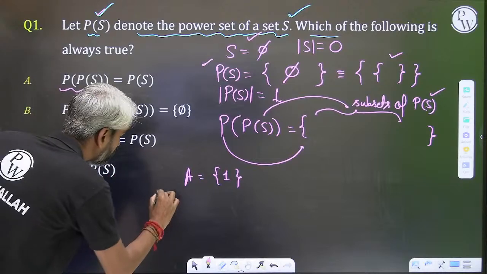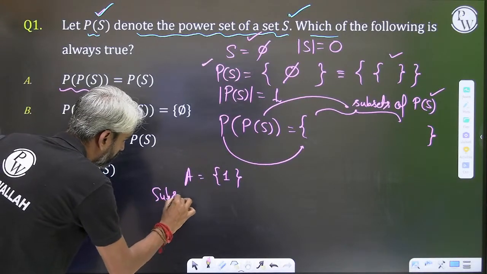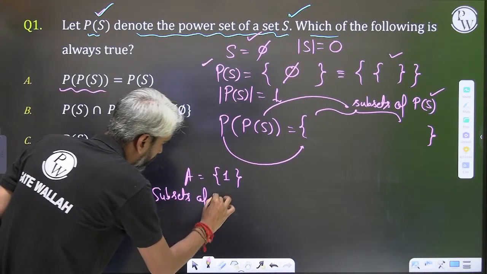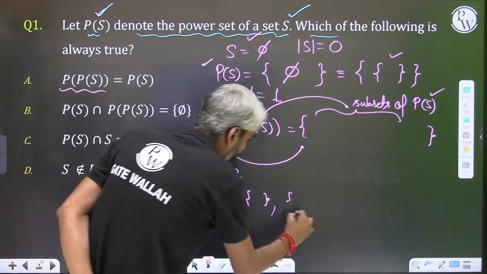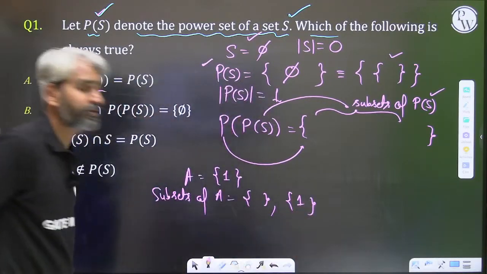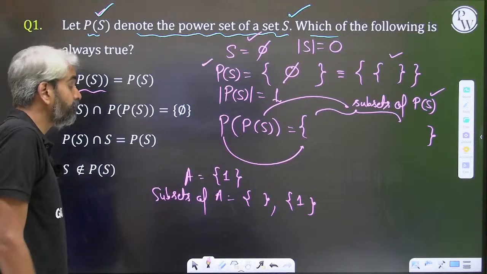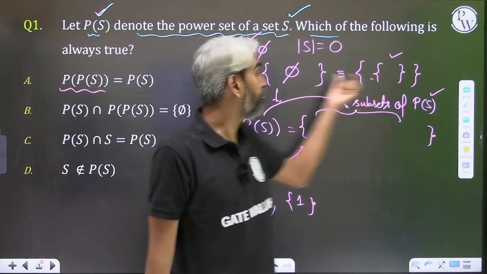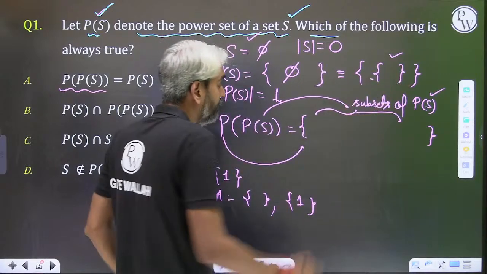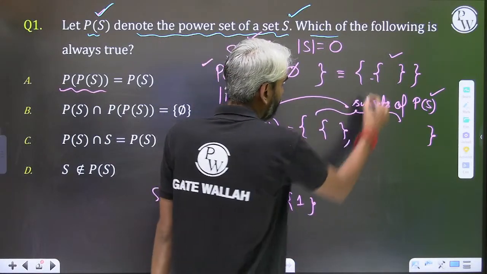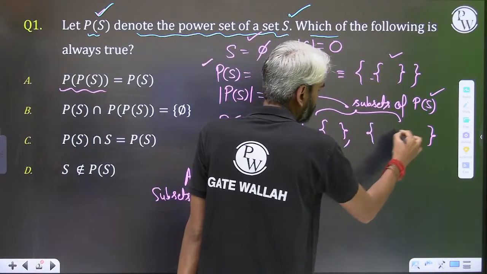So what are the subsets of A? Subsets of A will be, one subset will be phi, another subset will be the set itself. Similarly, if the cardinality of power set of S is 1, then ultimately there will be two subsets of this set. One will be an empty set and another will be this power set of S itself.